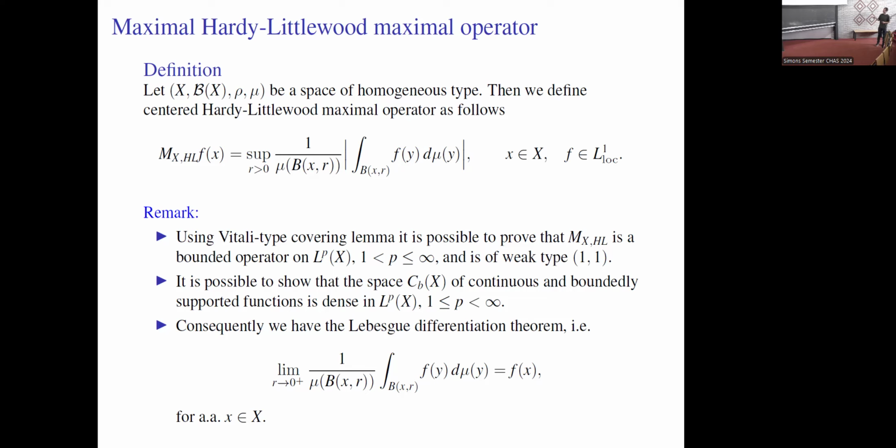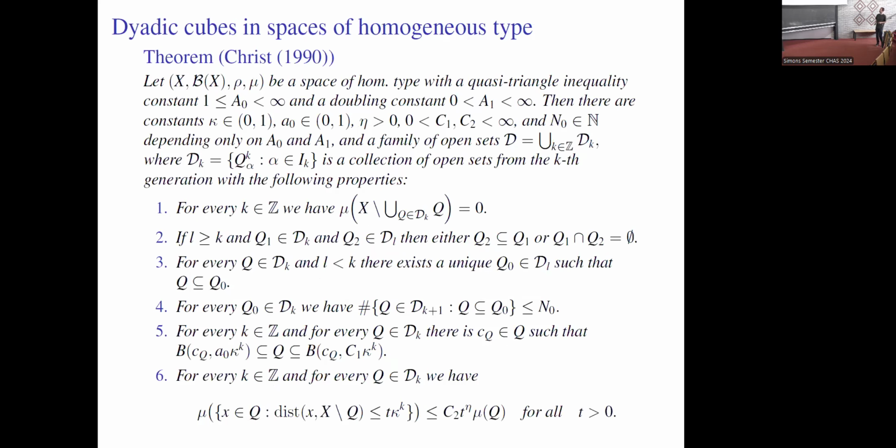At some point, we will restrict our attention, in fact, to the classical situation of R^d with the dyadic cubes, but for a moment, I would like to introduce this very nice theorem by Michael Christ from the 90s. So this is the theorem. It tells us more or less that if we have a space of homogeneous type, then we may think that we have an analogous structure as in the case of R^d.